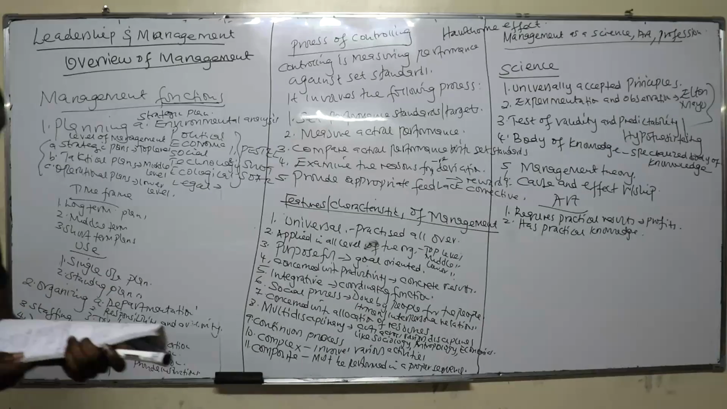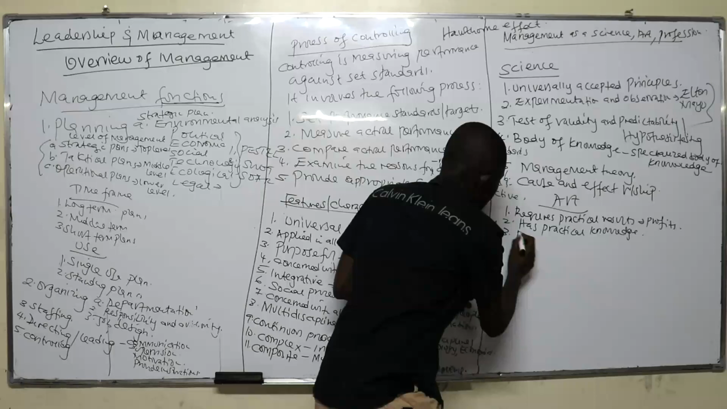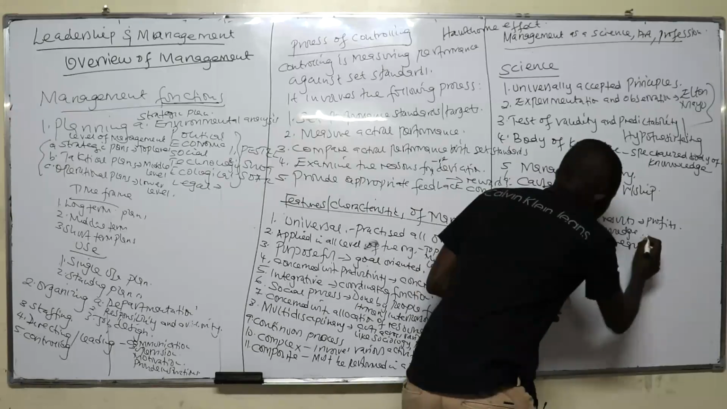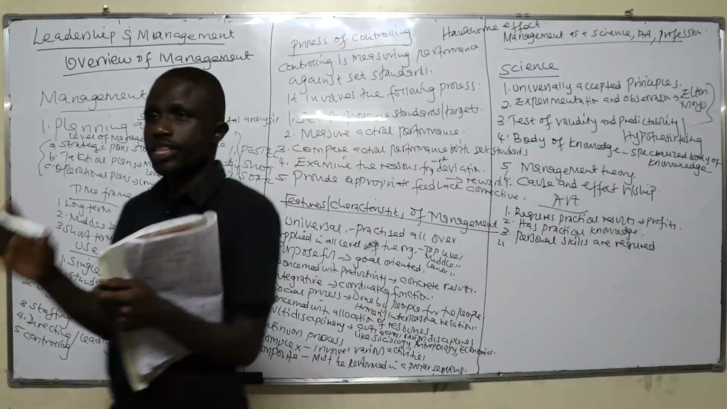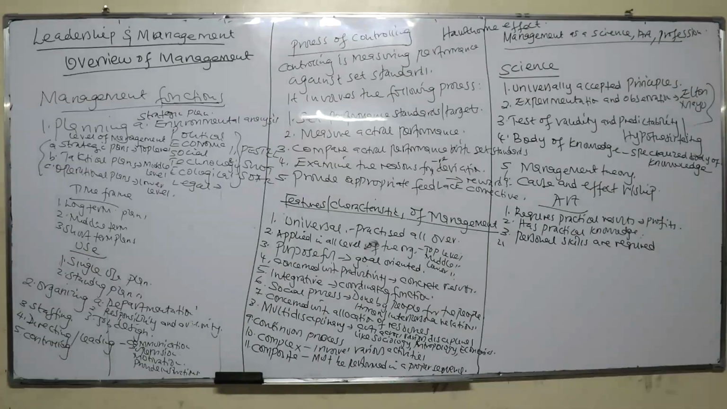Then another thing that makes it an art is that personal skills are required. Somebody may have all the theoretical knowledge of management, but when you put him in a management position, he does not perform. Right? Because there are personal skills that are necessary. For instance, human relation skills, the way you relate with people, the way you resolve conflicts, that requires personal skills, not necessarily the theoretical knowledge that you acquire in class. You also need the personal skills.